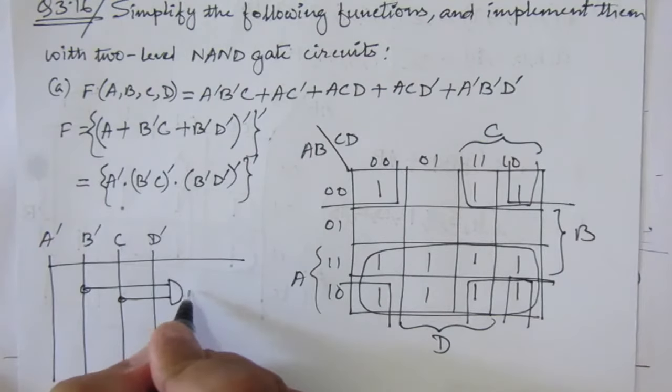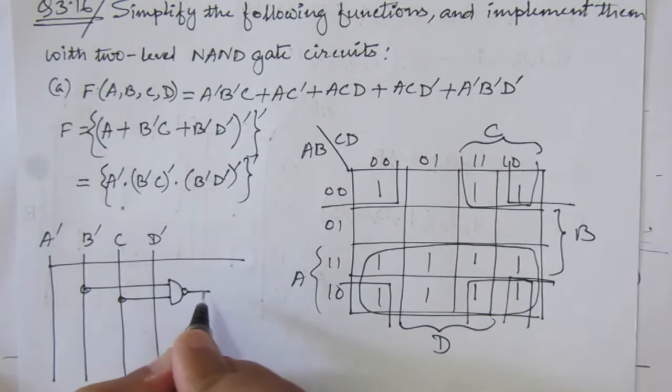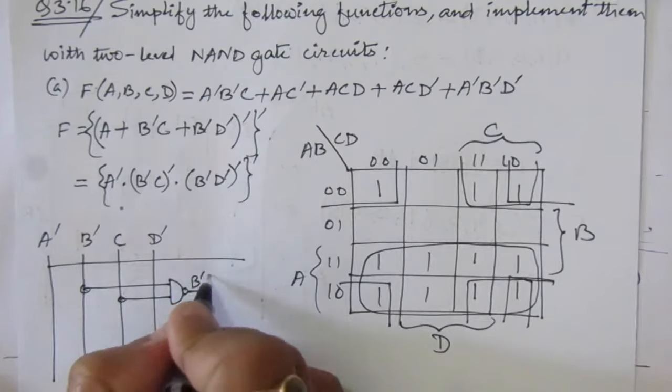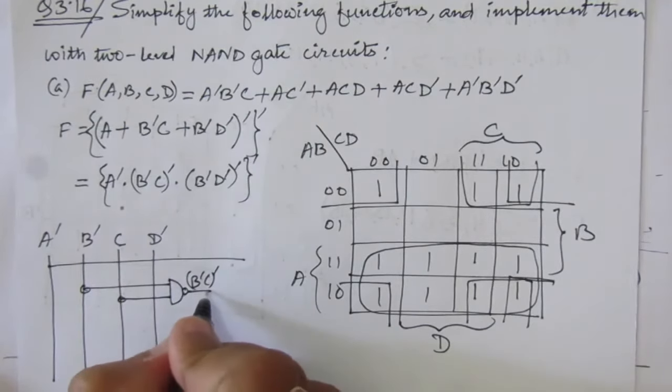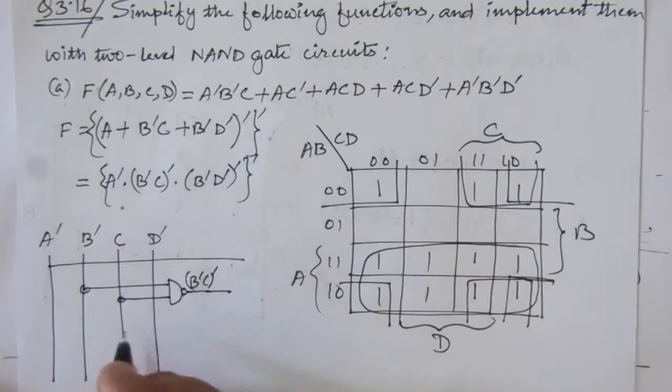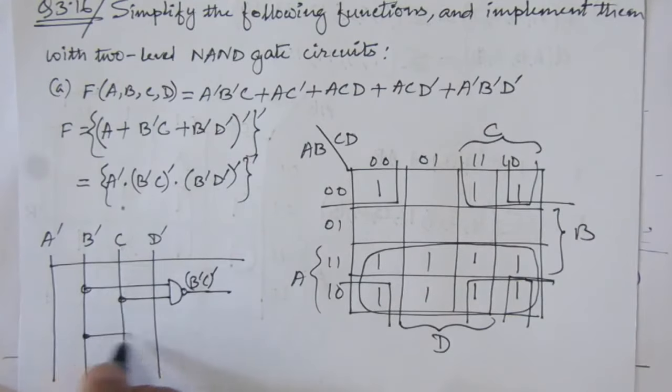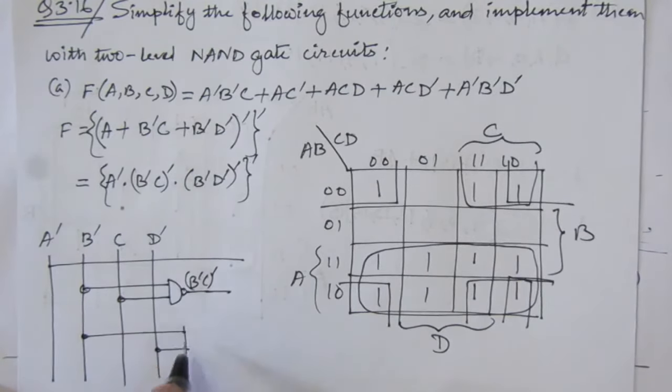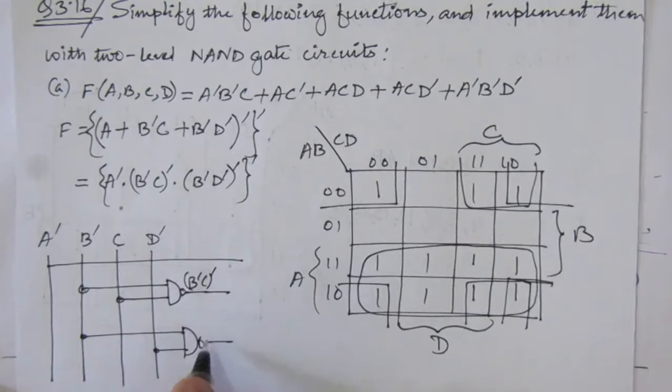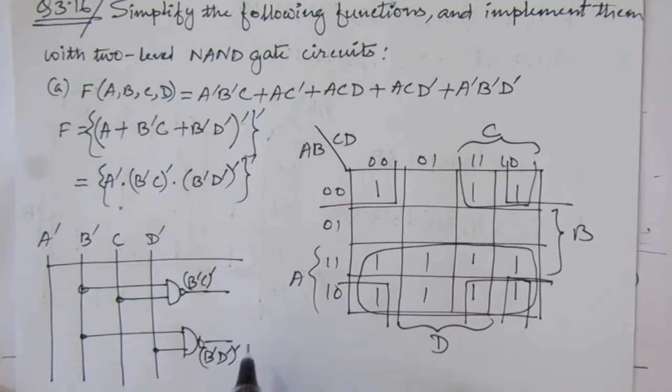NAND gate, it will be B bar C, and if we use a bubble, it will be a NAND gate, so we'll get B bar C whole bar. Okay, then we'll have B bar D bar whole bar. So this is D bar, okay. So here we'll get B bar D bar whole bar.